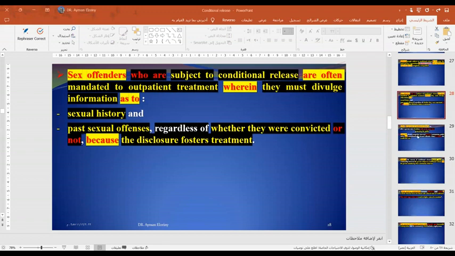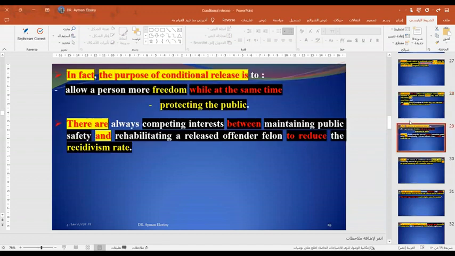In fact, the purpose of conditional release is to allow a person more freedom while at the same time protecting the society, or protecting the public, from his dangerousness. So there are always competing interests between maintaining public safety and rehabilitating the released offender to reduce his or her possibility of recidivism and reduce recidivism rates.